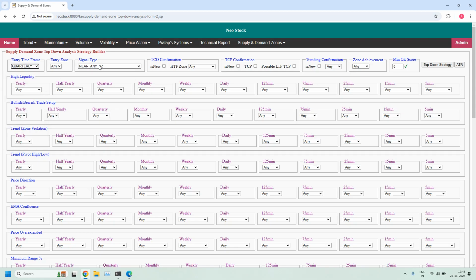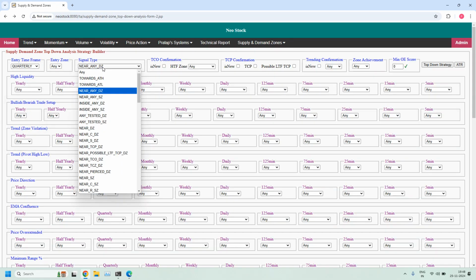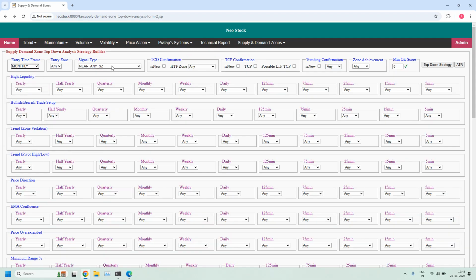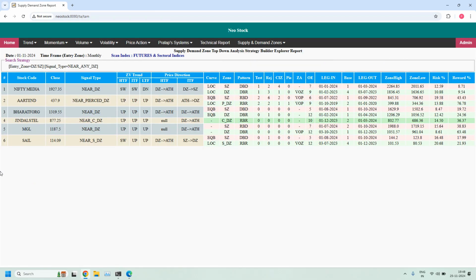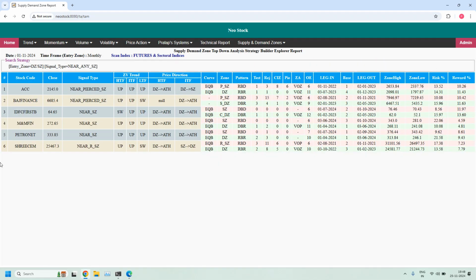Next time frame is quarterly. Stocks near quarterly demand zone. 2 stocks are filtered. Next, quarterly time frame. Stocks near quarterly supply zone. 2 stocks are filtered. Next, time frame is monthly. Stocks near monthly demand zone. 6 stocks are filtered. Next, monthly time frame. Stocks near monthly supply zone. 6 stocks are filtered.